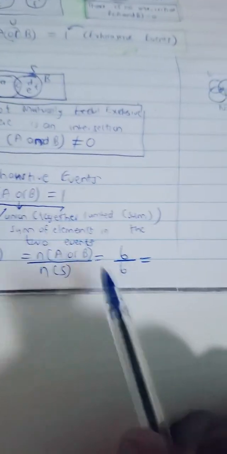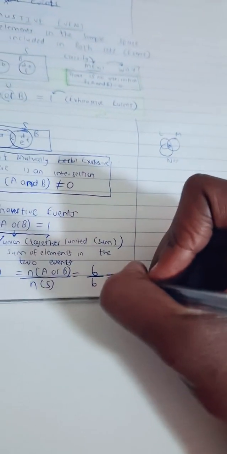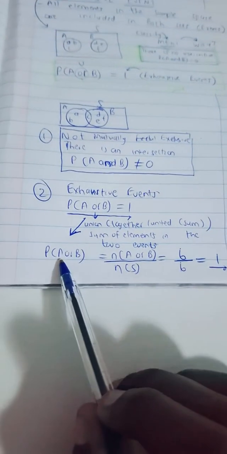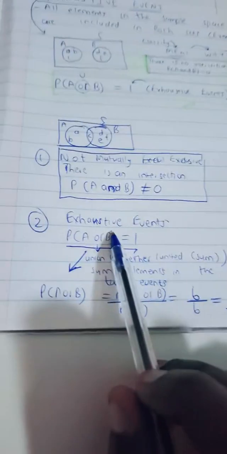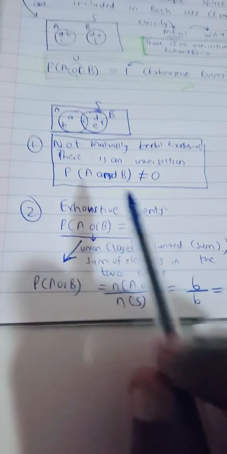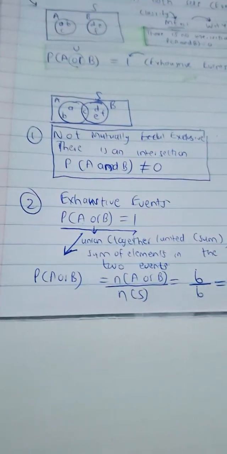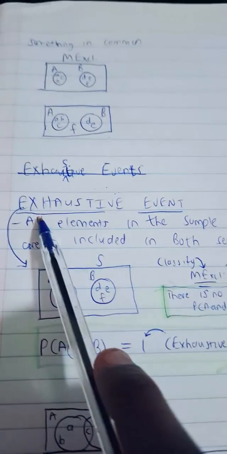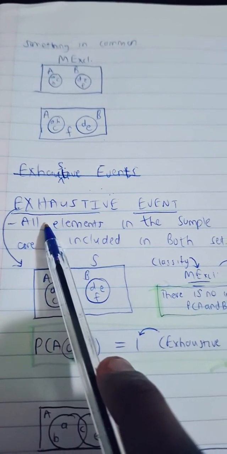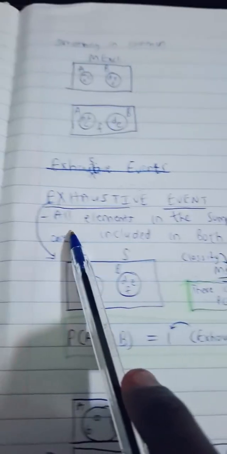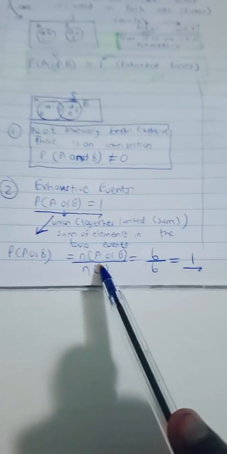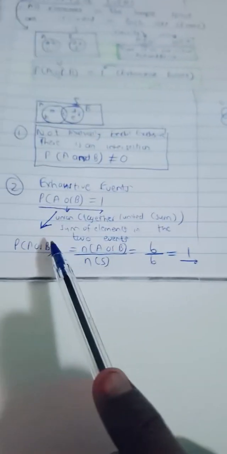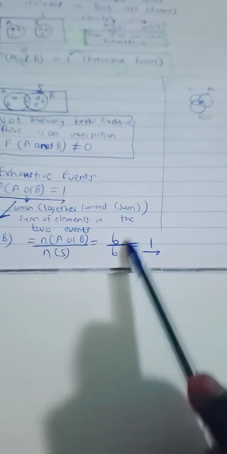So 6 divided by 6 is equal to 1. Now, don't you see that P(A or B) is equal to 1? It is. So for exhaustive events, we are 100% correct when we say that for all situations where you have a Venn diagram where all the elements in the sample space are included in both sets of events, you are bound to get a situation where the probability of A or B is equal to what? To 1.